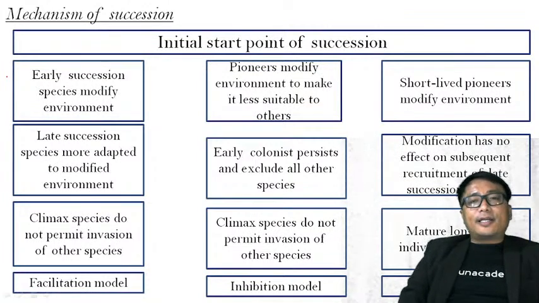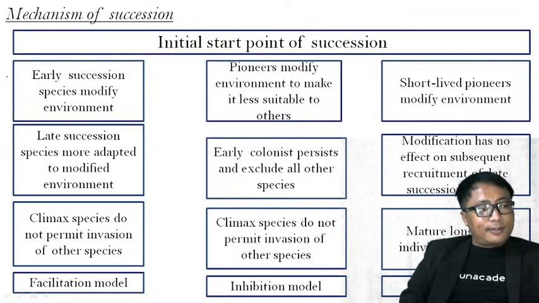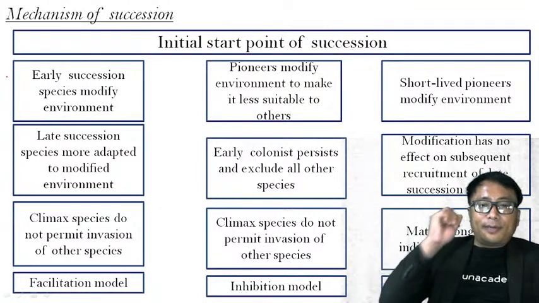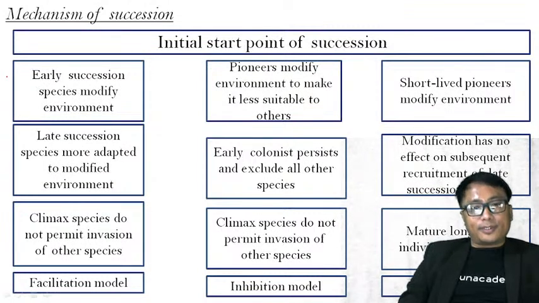The initial starting point of succession is the same. Now, there are different models under this mechanism of succession. One is known as the facilitation model. The second is the inhibition model. The third one is blocked by me, so you won't be able to see, but it is known as the tolerance model. Clear? You kindly go and see what these particular models are.